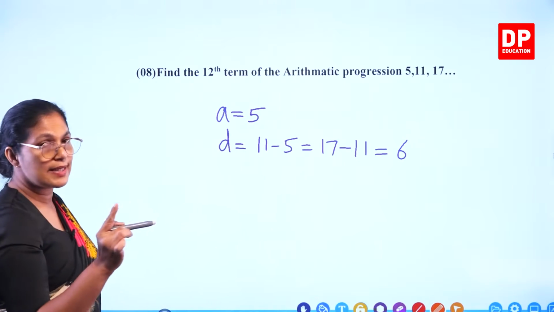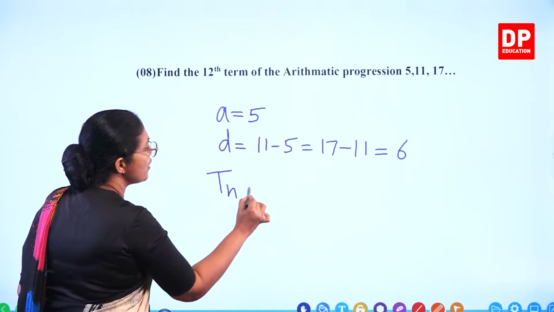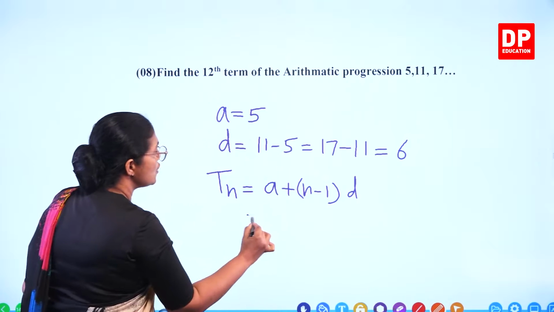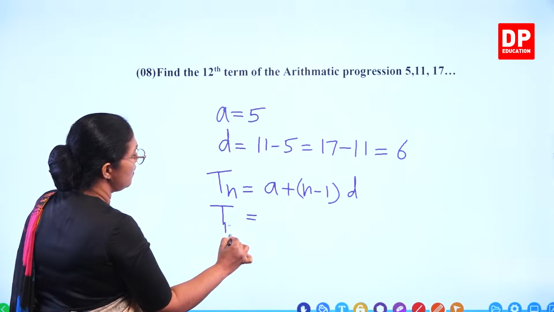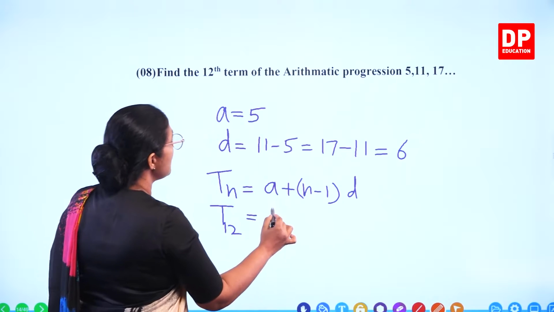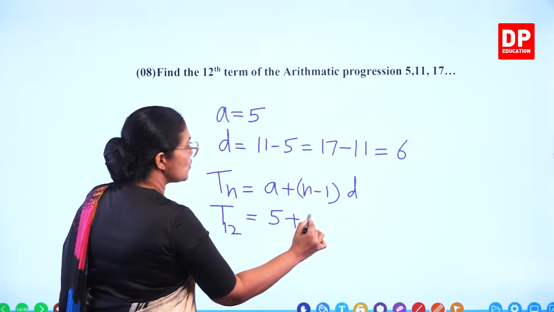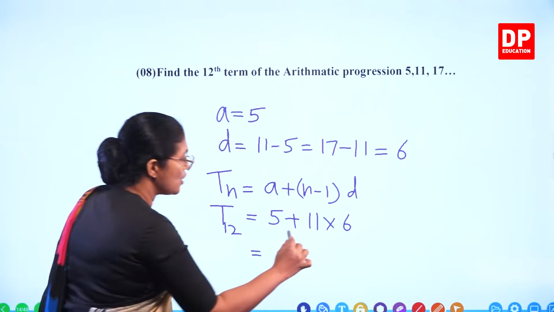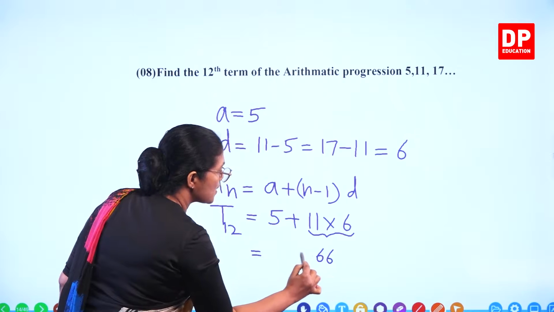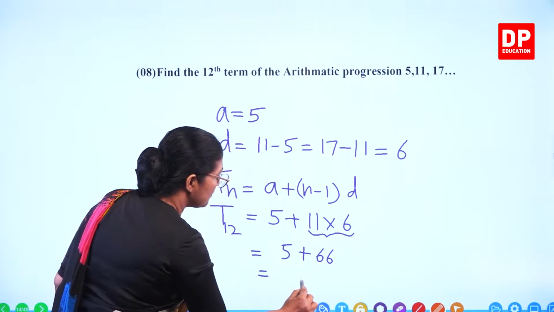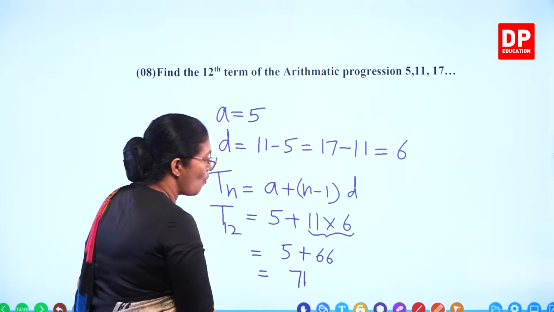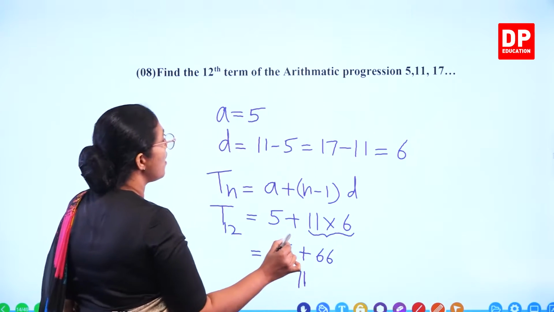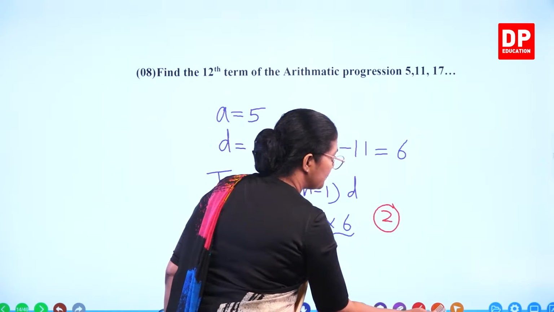So what is the 12th term? Nth term of the arithmetic progression is a plus (n minus 1)d. Now substitute n as 12 because we need the 12th term. First term is 5, 12 minus 1 is 11, d equals 6. According to BODMAS, you have to do multiplication first. 66 plus 5, you get 71. So how many marks? You are getting 2 marks for this question as well.